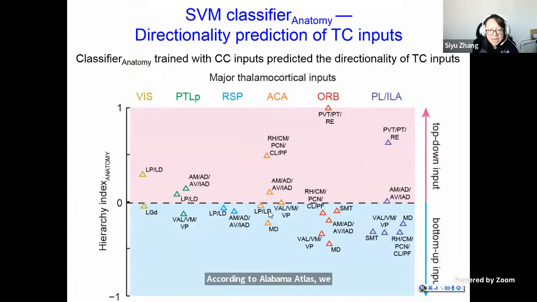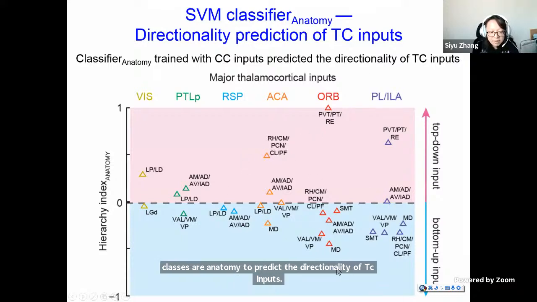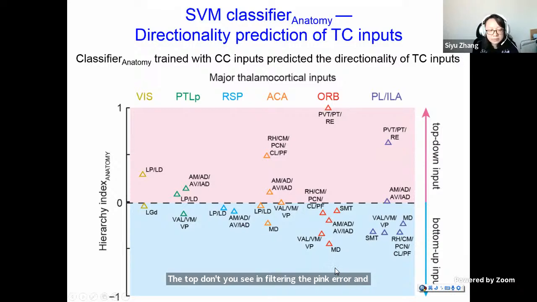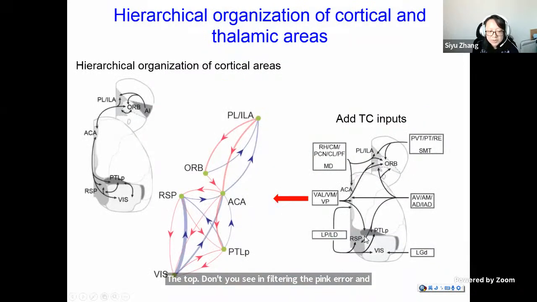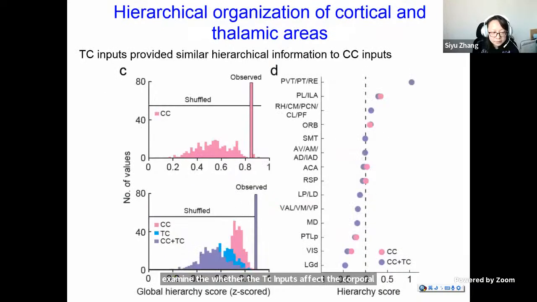We calculated the HI anatomy of TC inputs in the same way as CC inputs and used the SVM classifier trained with CC inputs, the classifier anatomy, to predict the directionality of TC inputs. The top-down TC inputs are in the pink area and the bottom-up inputs are in the blue area. To test our hypothesis, we added the directionality data of TC inputs into the cortical network and examined whether the TC inputs affect the cortical hierarchy inferred by our algorithms.